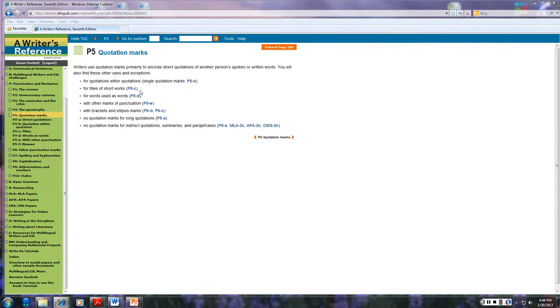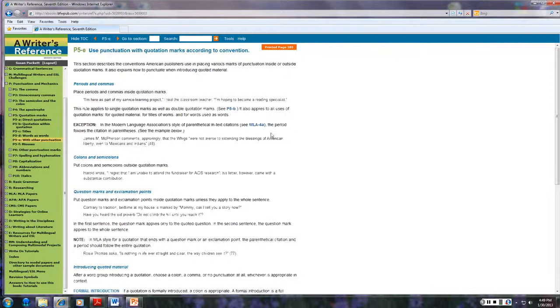Titles of short works, which is articles, books, are italicized for words used as words. So if I say make sure you underline something, then I would put something in quotation marks. We use it with other marks of punctuation, and this is one that we tend to make errors with. So let's look at it.